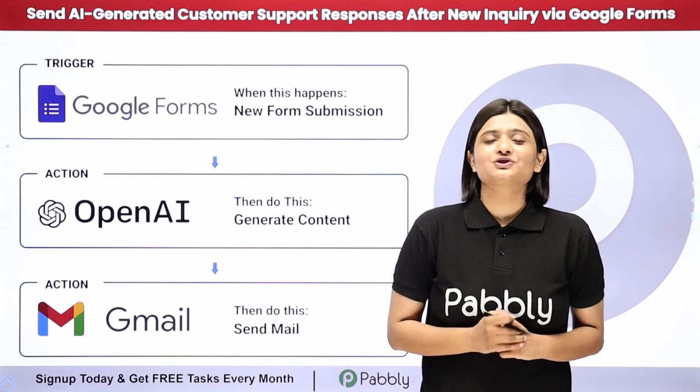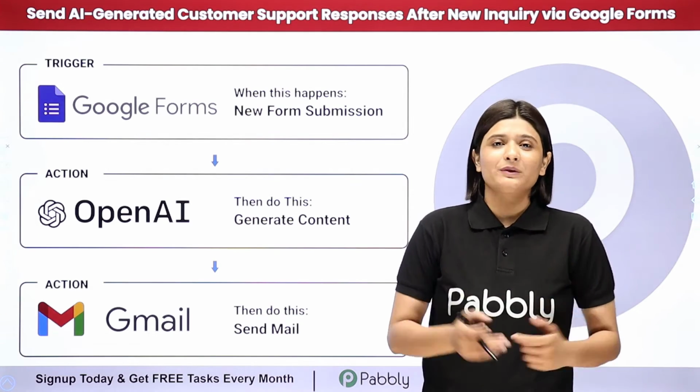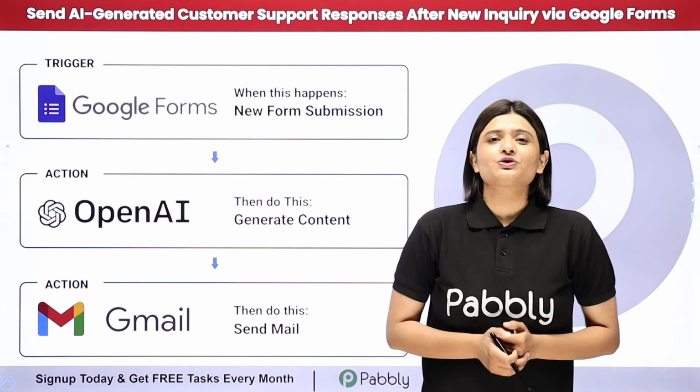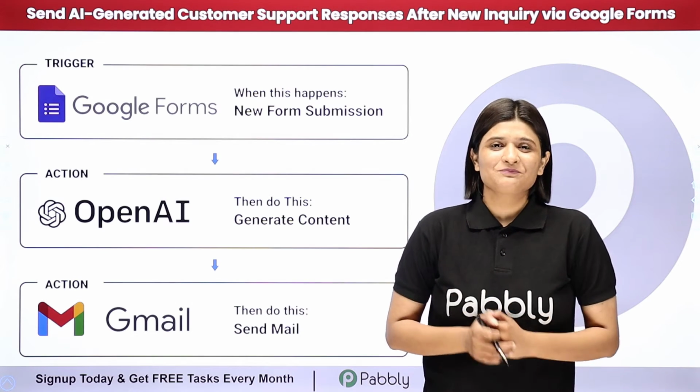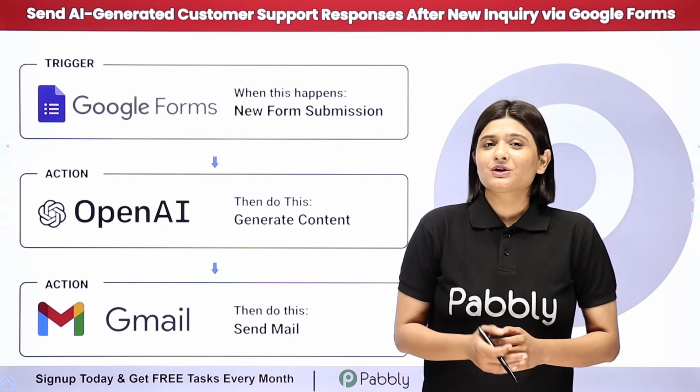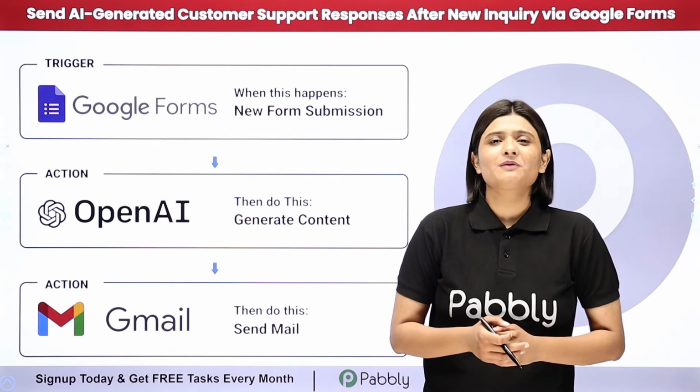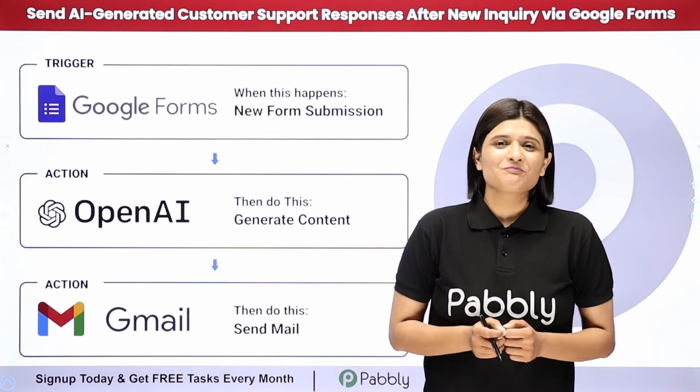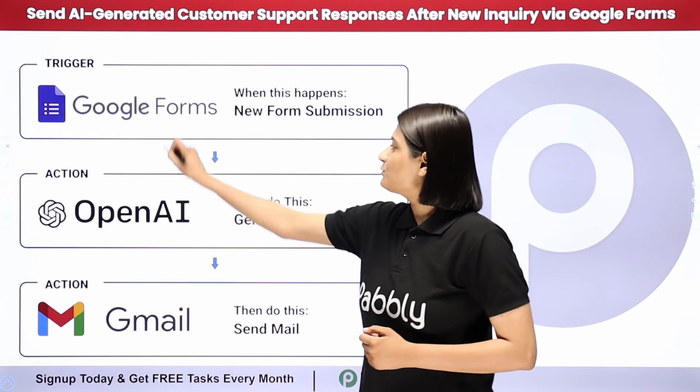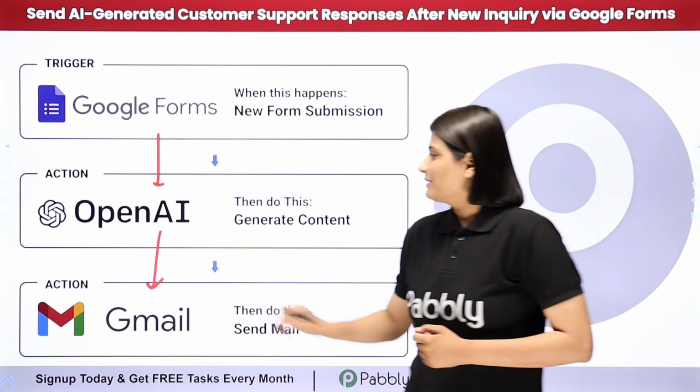Doing this manually will consume a lot of time, so I've completely automated this process. And to do this automation, I'm going to use Pabbly Connect. So Pabbly Connect is an amazing automation and integration software which requires no coding or programming skills. Here I just need to build a connection between Google Forms, OpenAI and Gmail.